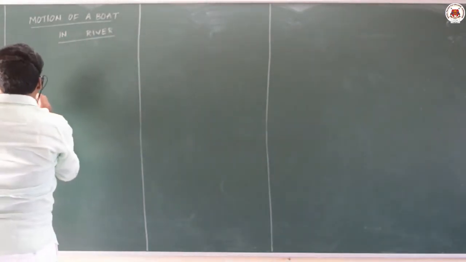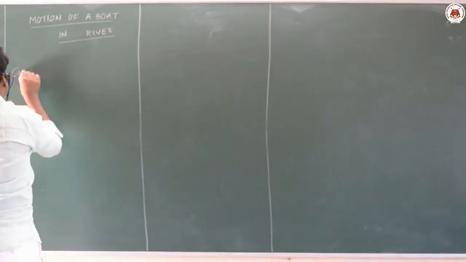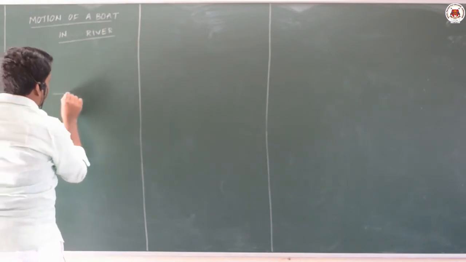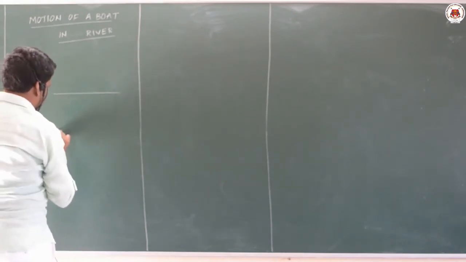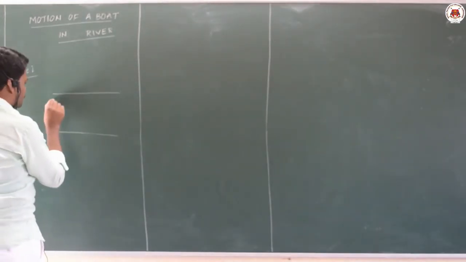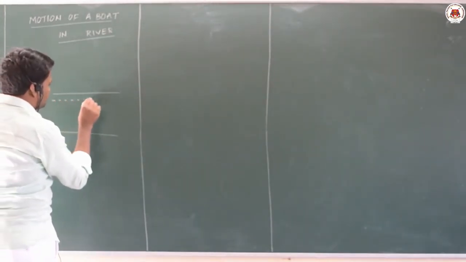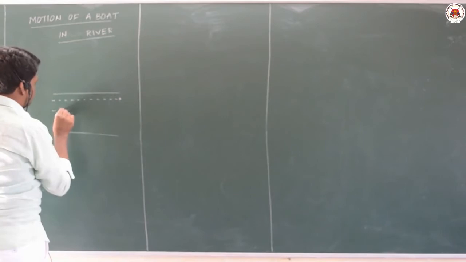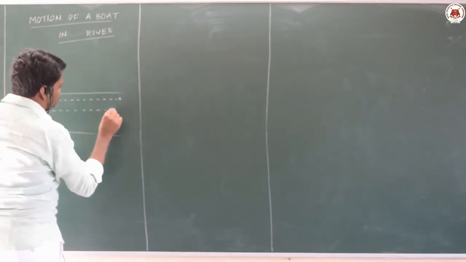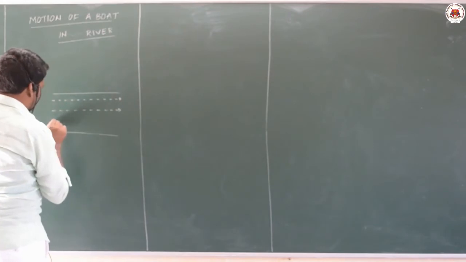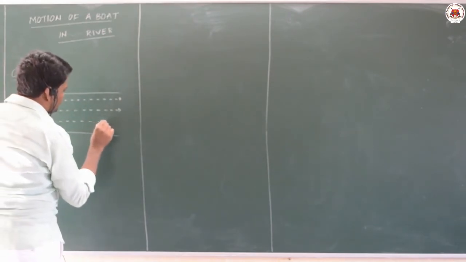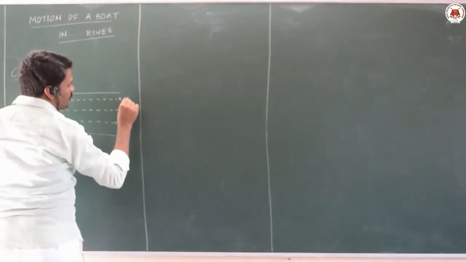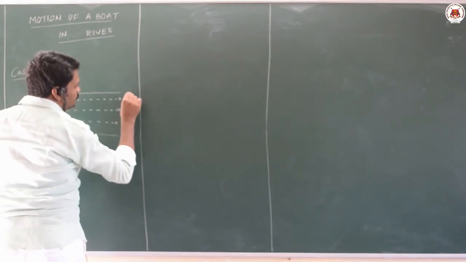First, let us discuss case 1. There is a river flowing like this. See, there is a river flowing in this direction. Velocity of river, I will take it as VR bar.